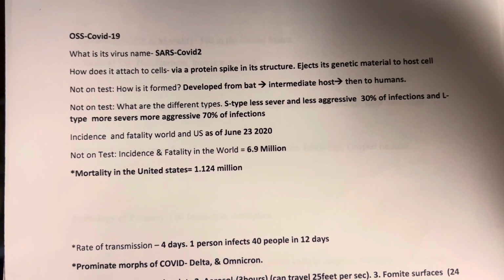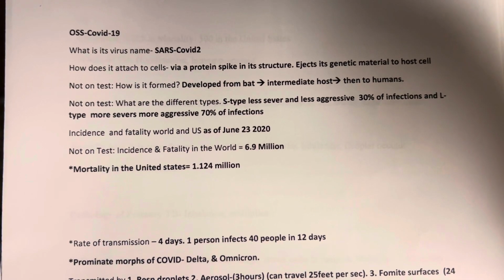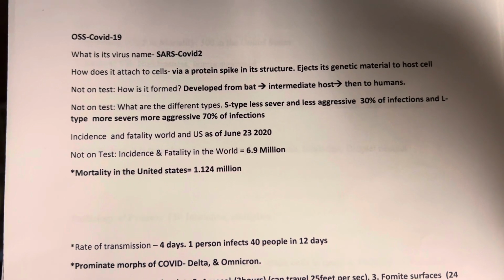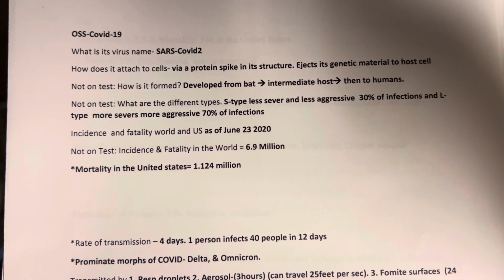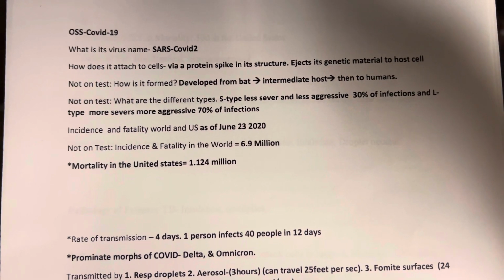COVID-19 study sheet. What is the virus name? SARS-CoV-2.